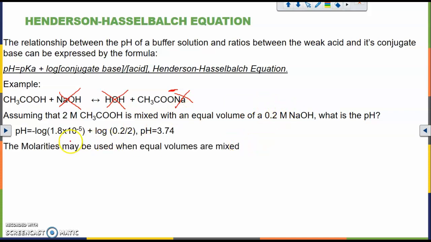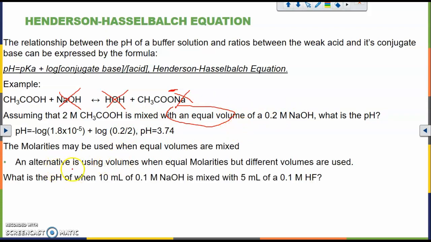So in the previous example, if equal volumes are mixed, you can use the molarities, as shown here: 0.2 molar sodium hydroxide and 2 molar acetic acid. However, if you have different volumes but equal molarity, you can use the volume instead of the molarity.